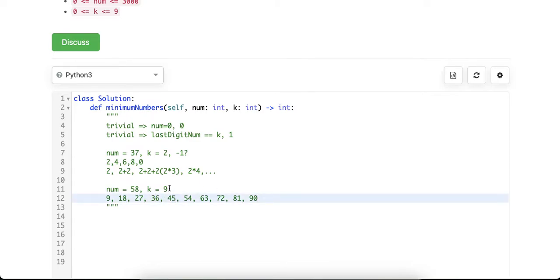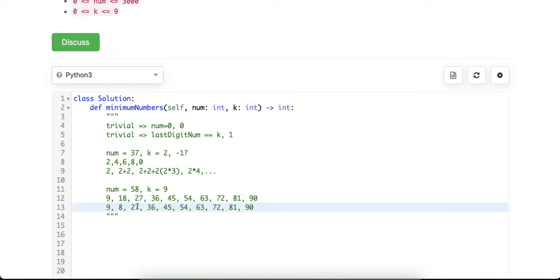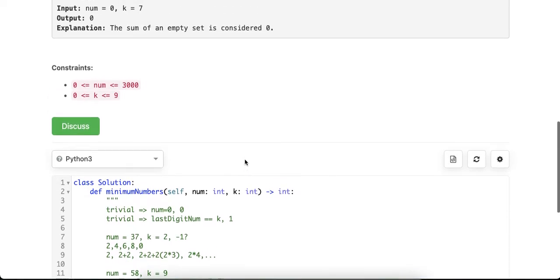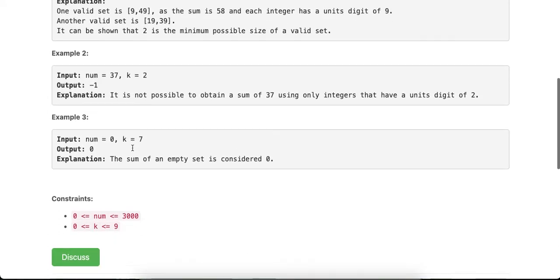Now, how about 58? 58 ends with 8, and we have 8 as a last digit. Let me clean this up into only the last digit, okay? So now we know that 8 is this, and this was 9 times 2. So the answer is 2, right? And it's correct. The answer is 2. So that's how it is.